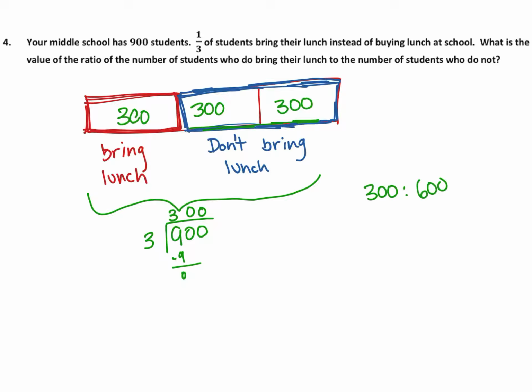We have 300 who bring their lunch to students who do not, which is 600, because 300 plus 300 is 600. And the value of that ratio, if we are to reduce it, could be 3 to 6 or 1/2.